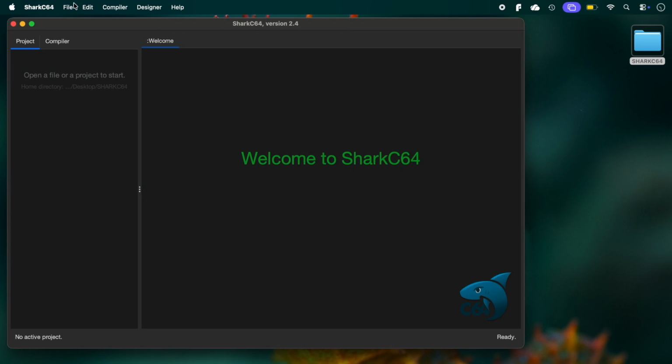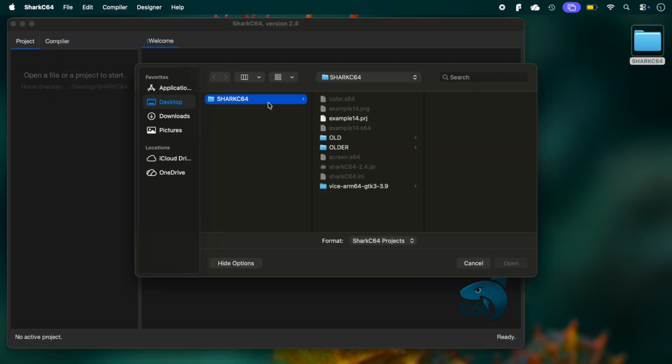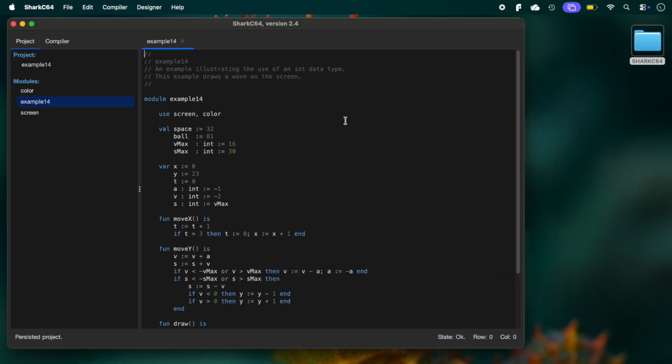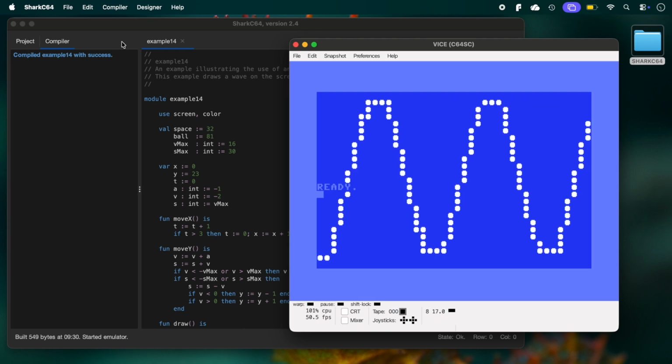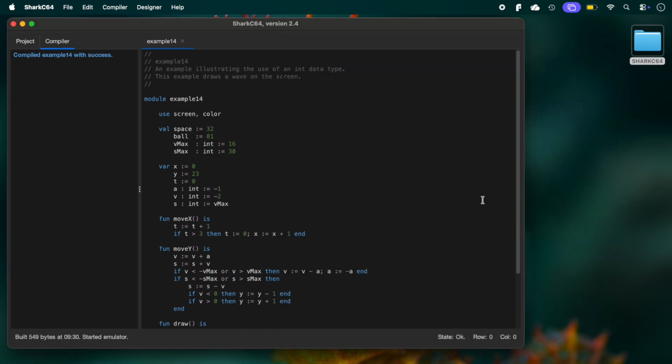To see how the integer values are used in practice, let's open the latest example. This example draws a wave on the screen. Let's first run the program to see what it looks like. And there's the wave. Now, if you look at the program, it uses byte values x and y to draw on the screen. It then uses integer values a, v, and s to compute the waveform.